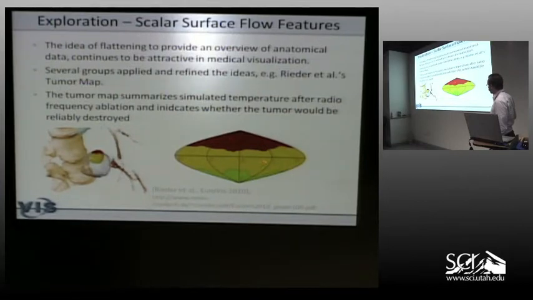The yellow region is an area where one cannot be completely sure. And green, usually green means good. Here, green means bad because the temperature was not high enough and this part of the tumor is probably not destroyed.